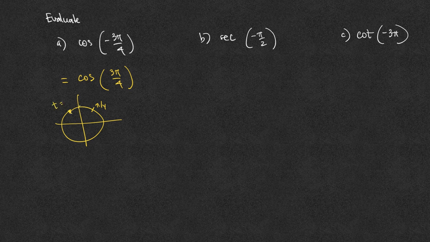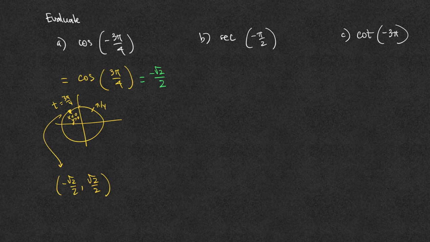The terminal point determined by 3 pi over 4 is x equals negative root 2 over 2, and y is positive root 2 over 2. In the second quadrant, x is negative and y is positive. Thus, cosine of 3 pi over 4 is negative root 2 over 2, the x-coordinate of the terminal point determined by 3 pi over 4.